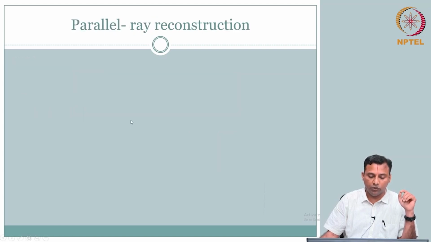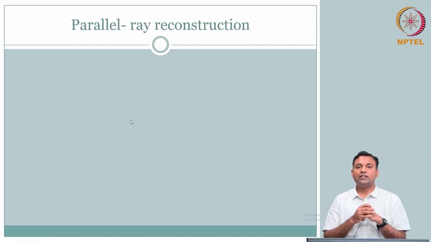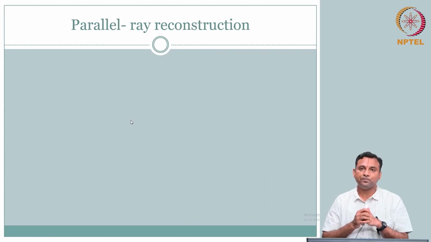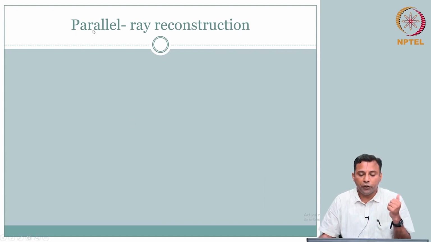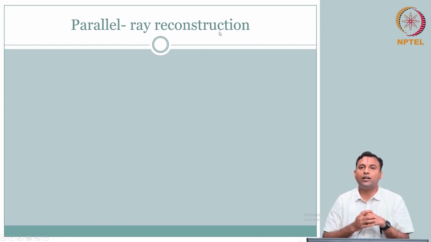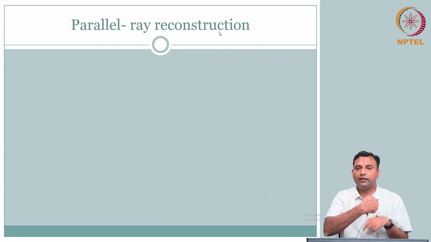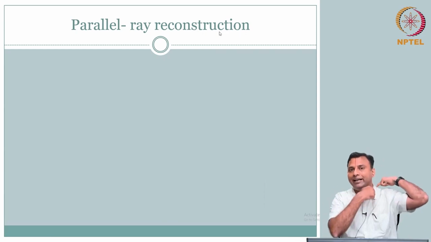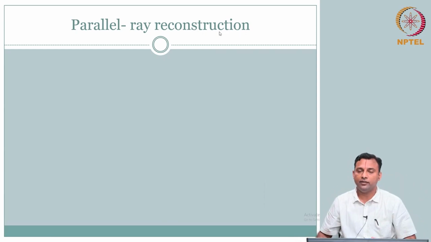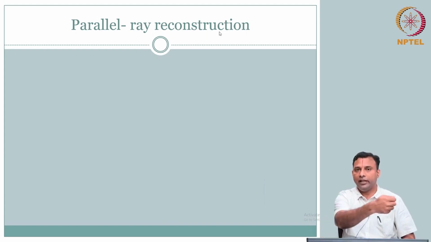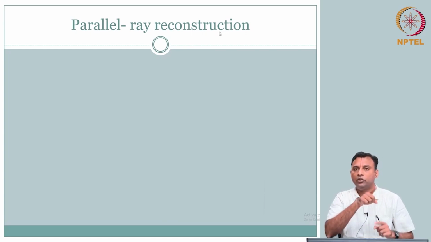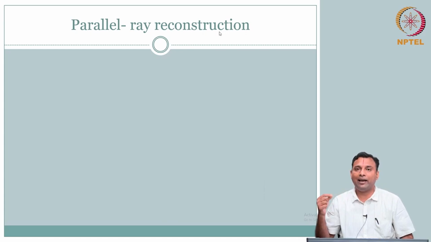So let us jump into the reconstruction itself. Just to reiterate, we are going to do parallel ray reconstruction. What is parallel ray reconstruction? We send one X-ray, I have one detector, one line integral, which is what we got. So we are going to mimic first generation, where you send, receive, translate, send, receive. So you have parallel lines.